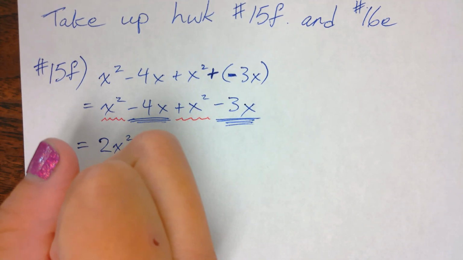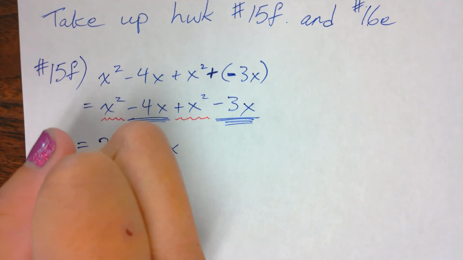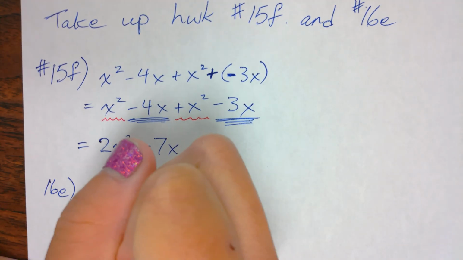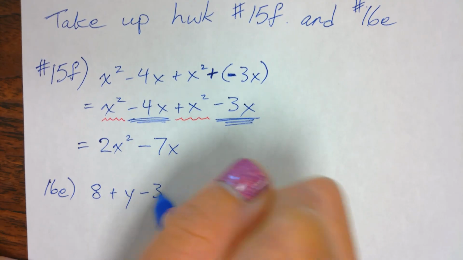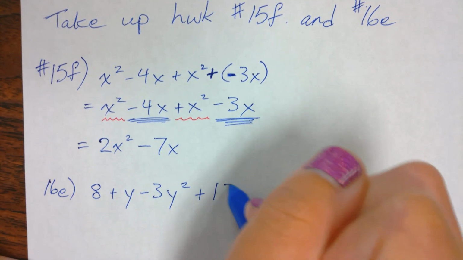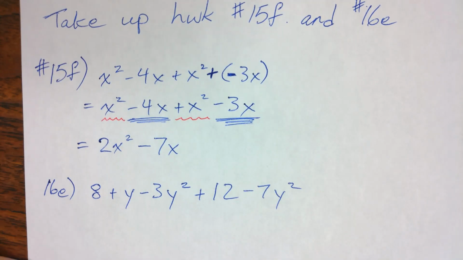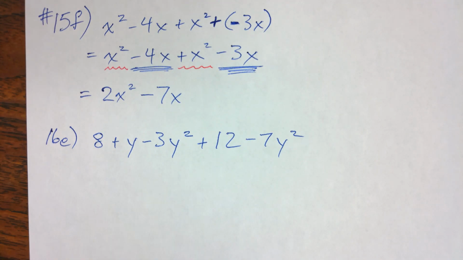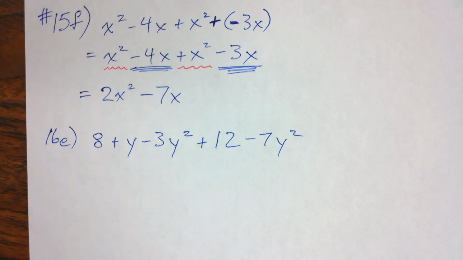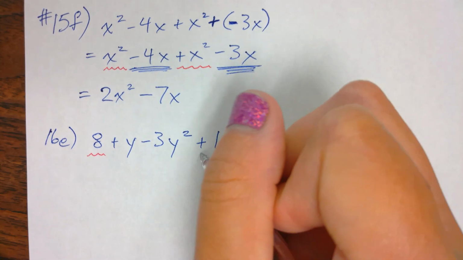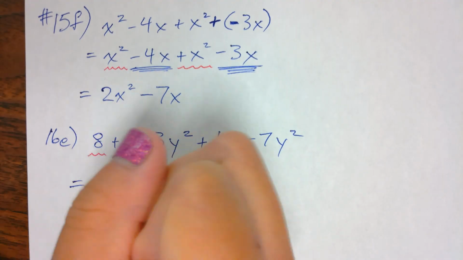Okay, good. The next one I want to take up, 16e. 8 plus y minus 3y squared plus 12 minus 7y squared. Okay. So normally we would rearrange it in the descending order of exponents. Okay, but I'm not so picky, so it's okay if you don't. So what goes with the 8? Movie? The 12. Okay, so that adds up to 20.